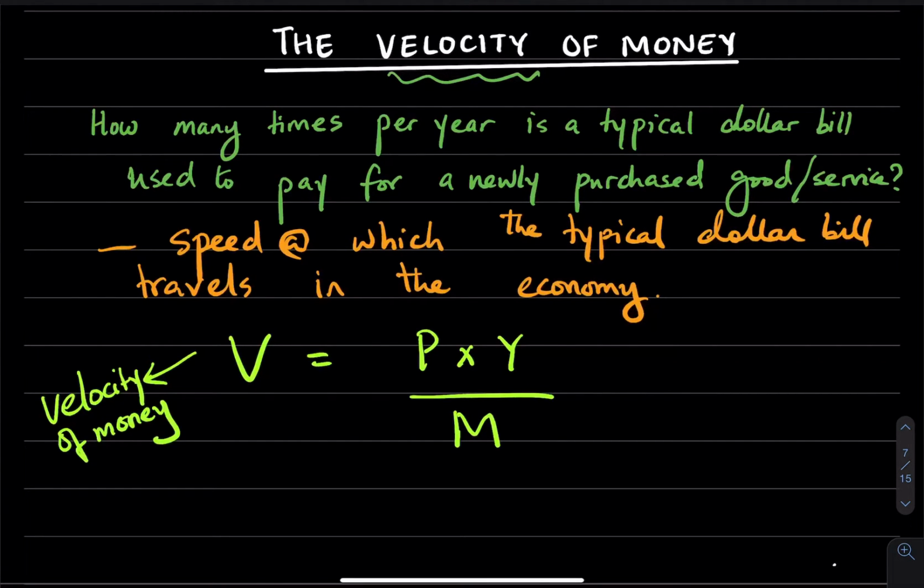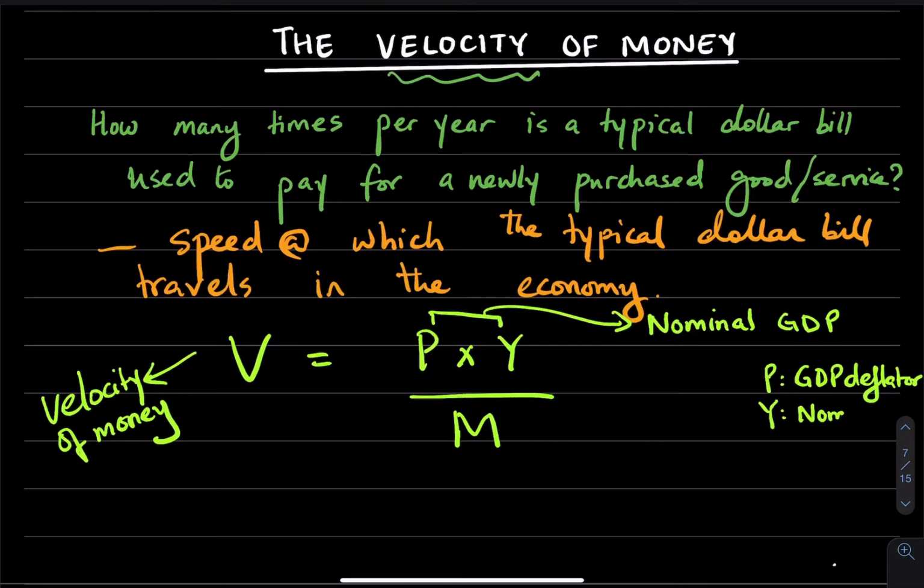So here, to calculate what velocity is on the left side, we are computing the value of nominal GDP. Price times Y together is nominal GDP, where price is something like the GDP deflator. And Y is the real GDP. We're using the same terminology that we have been using before. So real GDP, which is to say this is the quantity of real output. And M is the quantity of money.